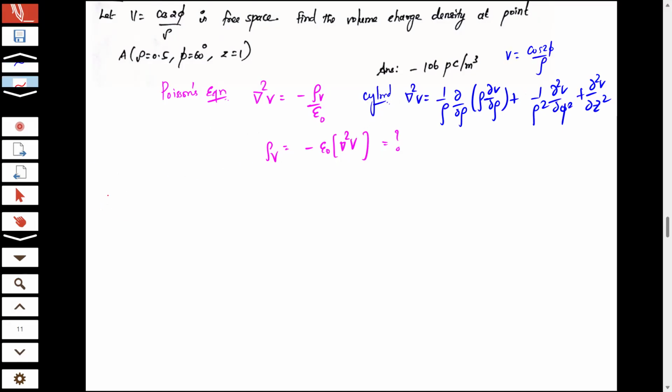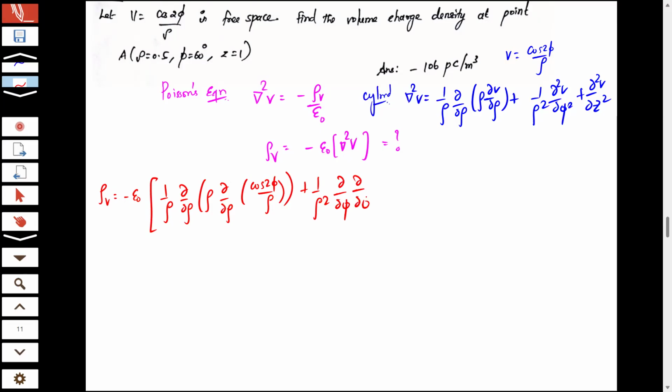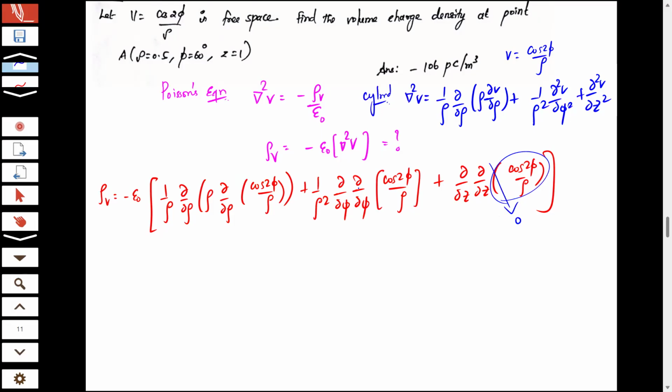So let me write the formula for rho V, which is minus epsilon naught into 1 by rho, dou by dou rho of rho into dou by dou rho of the V function, which is cos 2 phi by rho. Then the second term is 1 by rho square, second order differentiation, I can write 2 times differentiation with respect to phi of cos 2 phi by rho. And the third term is dou by dou z of dou by dou z, 2 times differentiation with respect to z of cos 2 phi by rho. So now when you look at this expression, there is no z term. So this differentiation with respect to z will be 0.